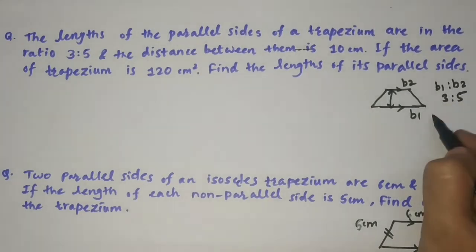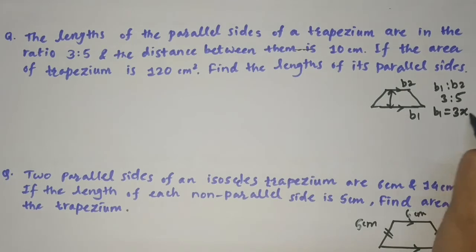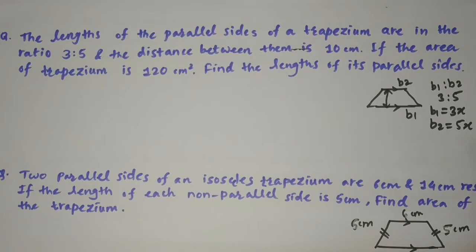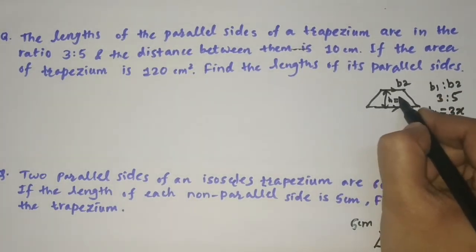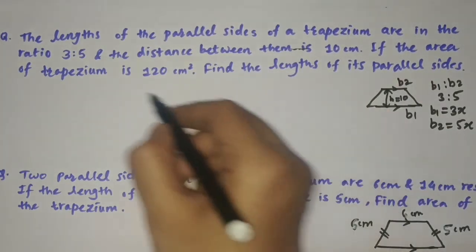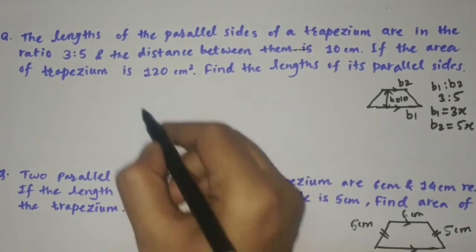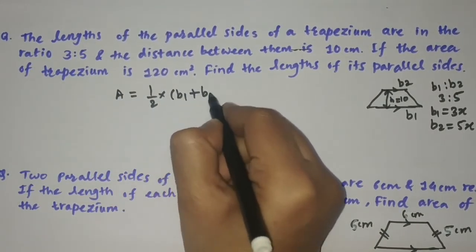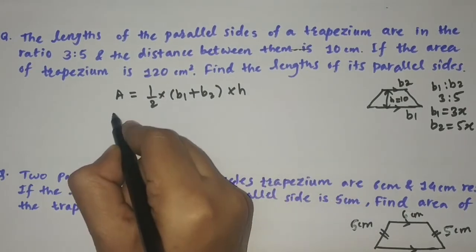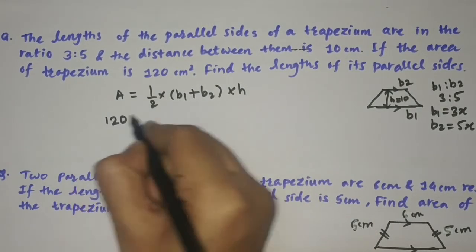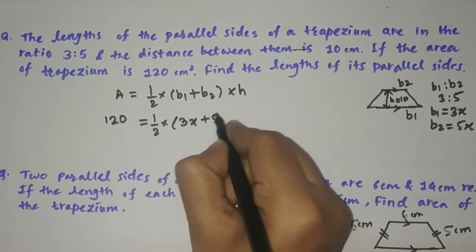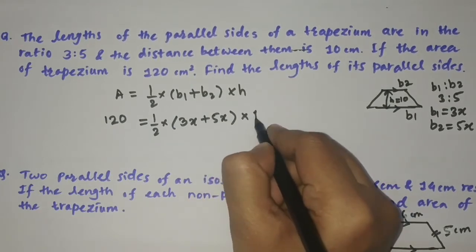So we can say that B1 is 3x and B2 is 5x. Ratios are not actual numbers, they are in the form of something multiplied by that ratio. So the distance, that is height, is given as 10 centimeter. Area is also provided, 120 centimeter square. So area is equal to 1 by 2 the sum of B1 and B2 multiplied by height. So I'll write down the area, 120 centimeter square is equal to 1 by 2, B1 plus B2 means 3x plus 5x, and we have height also, 10.